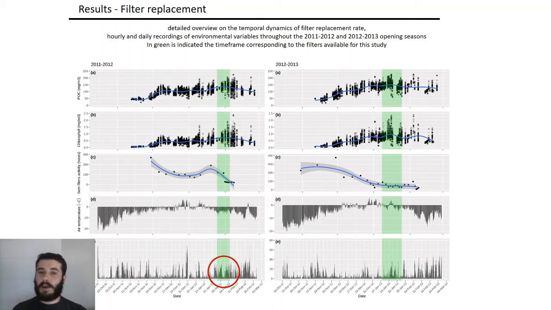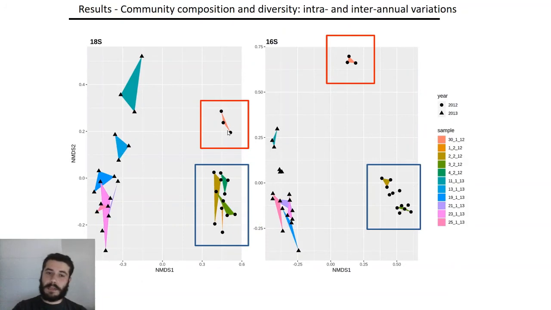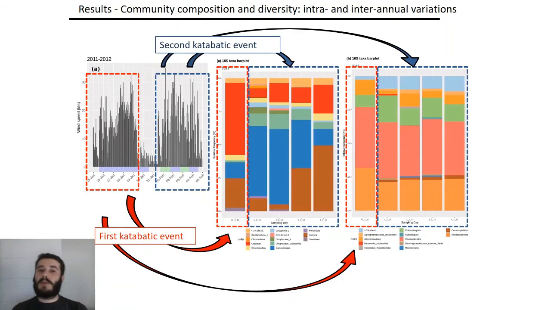And if we look more closely at the 2012 dataset, we can see that it was characterized by two katabatic wind events separated by a period of relatively calm weather. As you can see in the graph, the alternating blue and green bands represent the lifespan of each singular filter sampled for this particular study. And if you look again at the NMDS, the first filter was separated from the following ones, meaning that we looked at a completely different situation.